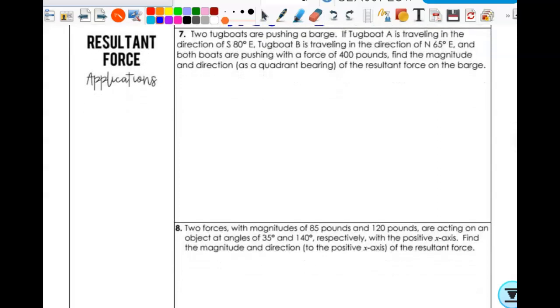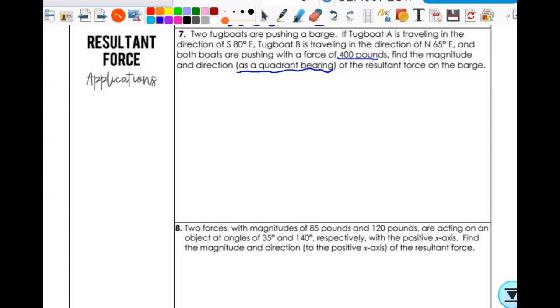So let's look at number 7. Two tugboats are pushing a barge. If tugboat A is traveling in the direction of south 80 degrees east, tugboat B is traveling in the direction of north 65 degrees east, and both boats are pushing at a force of 400 pounds, find the magnitude and direction as a quadrant bearing of the resultant force on the barge. So they're both pushing with a force of 400 pounds, so it makes sense if there was 800 pounds of force being applied, but there's not.